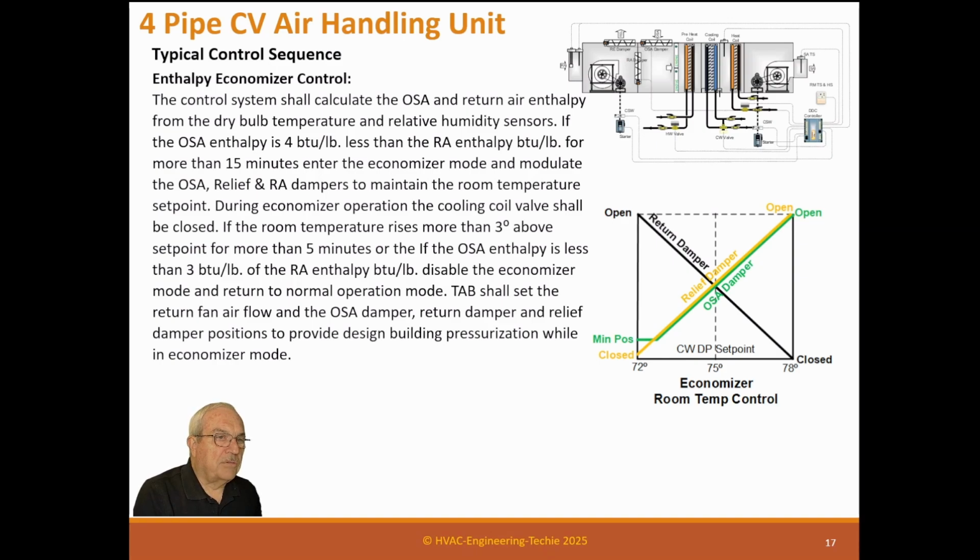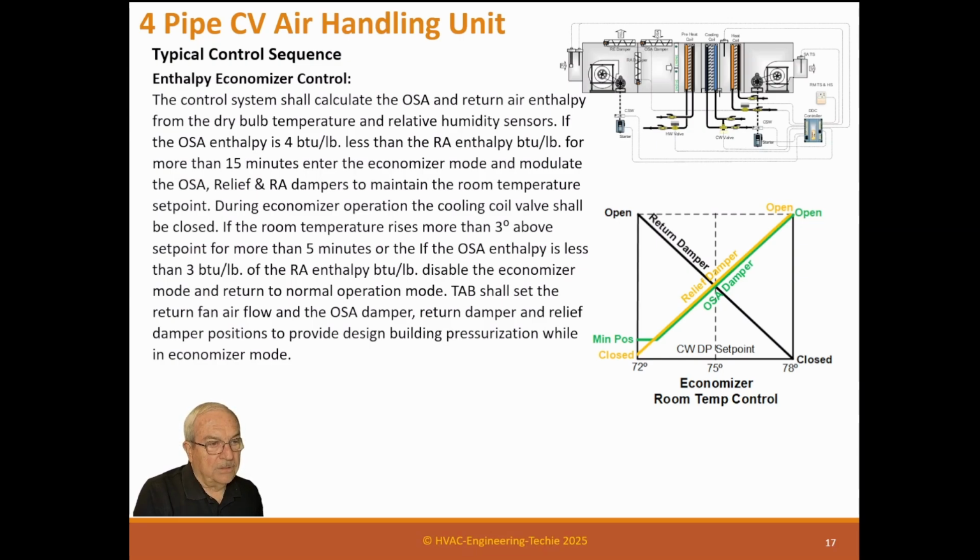During economizer operation, the cooling coil valve should be closed. If the room temperature rises more than 3 degrees above set point for more than 5 minutes, or if the outside air enthalpy is less than 3 BTU per pound of the return air enthalpy, then disable economizer mode and return to normal operating mode. TAB shall set the return air fan flow and the outside air damper, return damper, and relief damper positions to provide design building pressurization while in economizer mode.